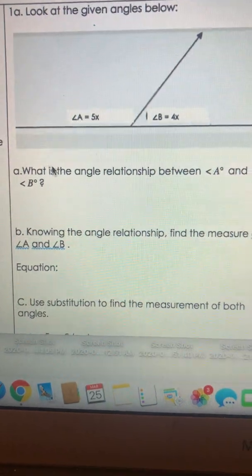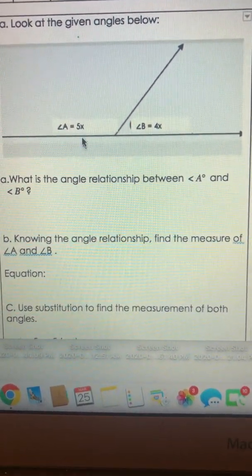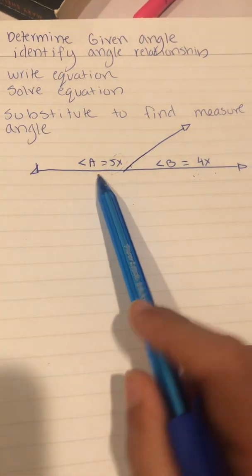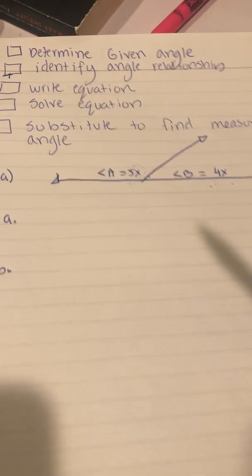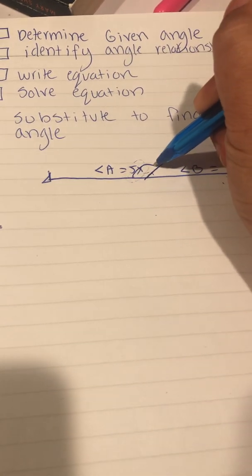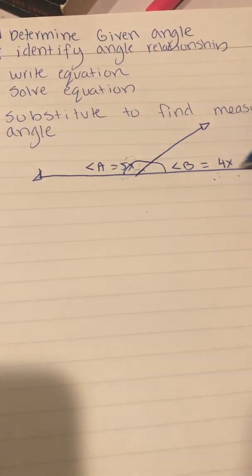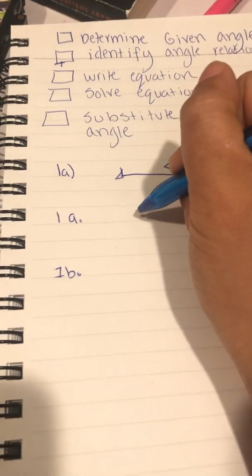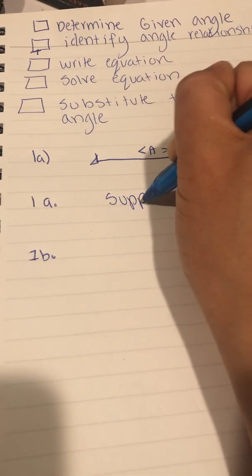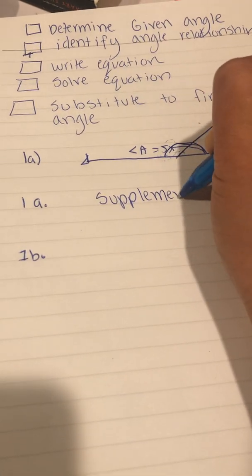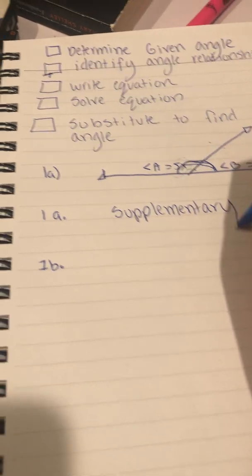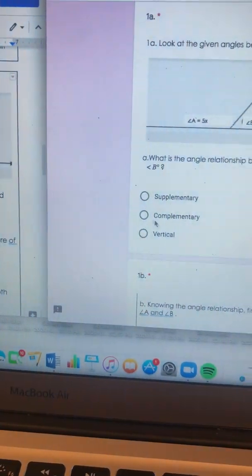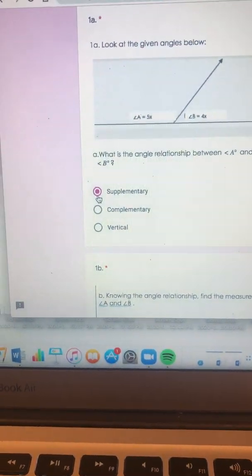So question 1A says, what is the angle relationship between angle A and angle B? Now what that means is, is it supplementary? Is it vertical? Is it complementary? And I know that if I have two angles on a straight line like this, right next to each other, and they look like they're forming a half circle, that means that they are supplementary. So we're going to say that these are supplementary. And on your quiz, you're going to just click here. We know that these are supplementary.